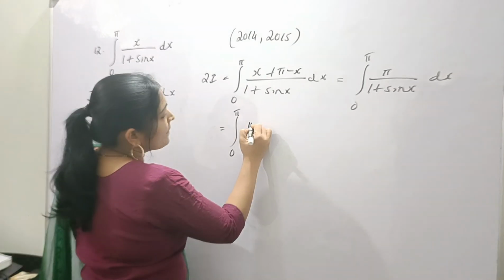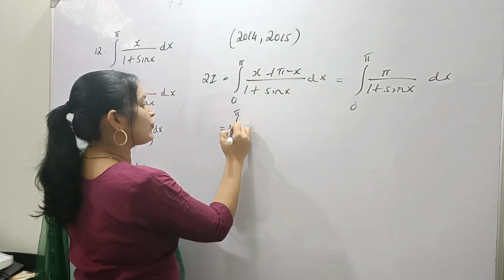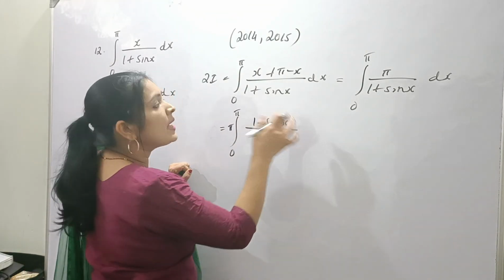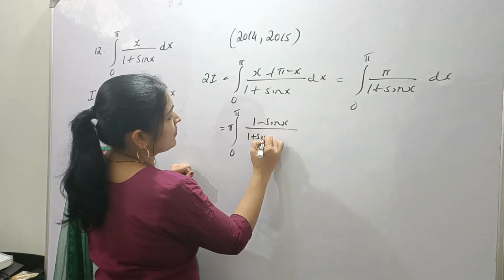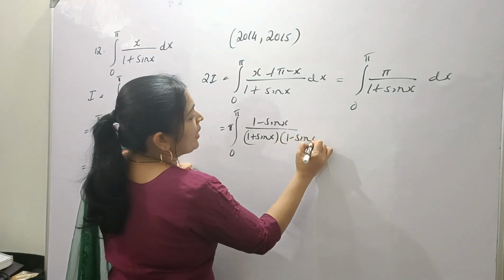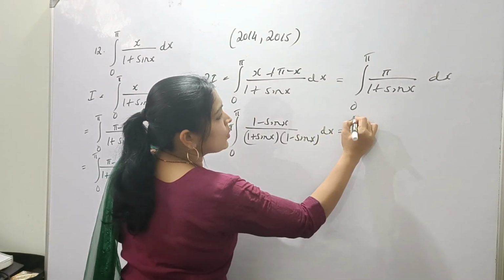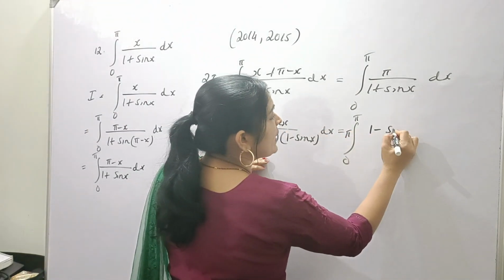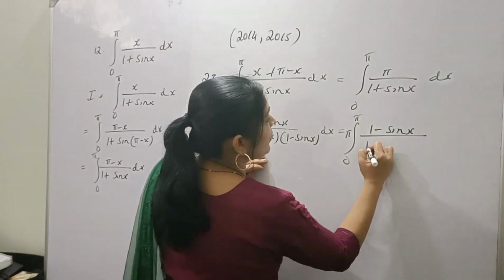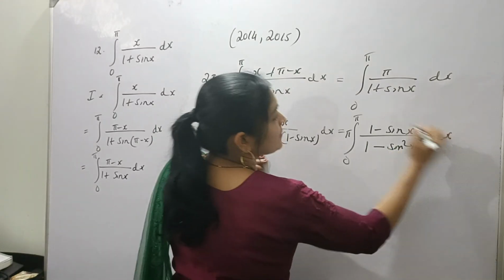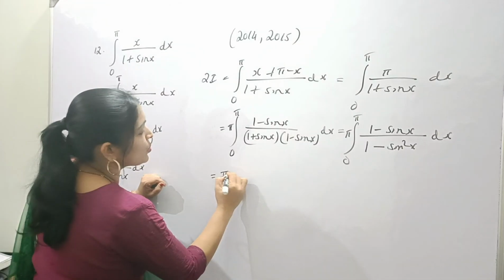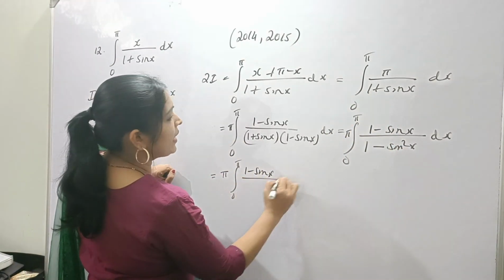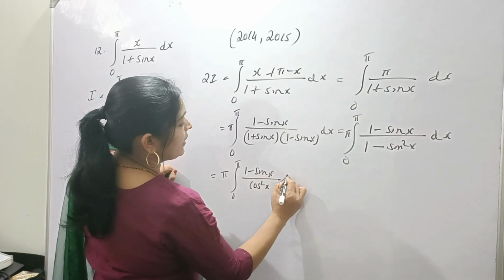So let's multiply and divide by 1 minus sin x. Integral 0 to pi. Pi is constant, so let's take it out of the integral. So here 1 minus sin x, multiply 1 minus sin x, divide by 1 minus sin x, dx. That is equal to pi into integral 0 to pi of 1 minus sin x divided by 1 minus sin square x dx. That is equal to pi into integral 0 to pi of 1 minus sin x divided by cos square x dx.